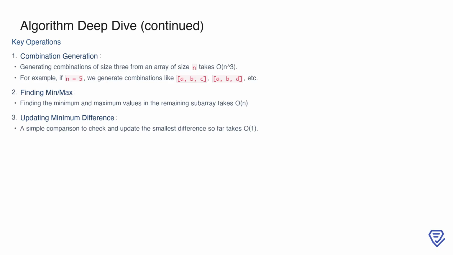Generating combinations of 3 elements from an array of size n is the most time-consuming step, with a complexity of n cubed. Once we have a combination, calculating the maximum and minimum values of the remaining subarray takes O(n). Finally, comparing and updating the min_difference variable is a constant time operation, O(1). For example, if the array size is 5, we would generate combinations like A, B, C, and A, B, D, and for each combination, we perform these key operations. Together, these steps define the overall computational cost of the brute force solution.